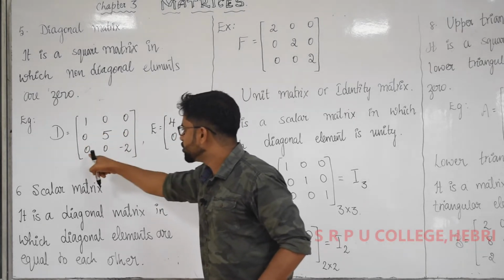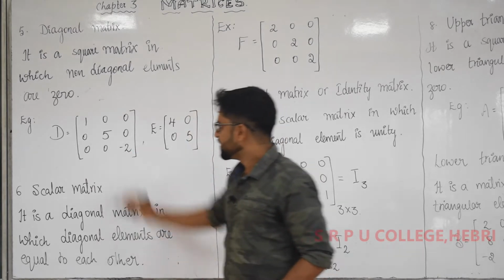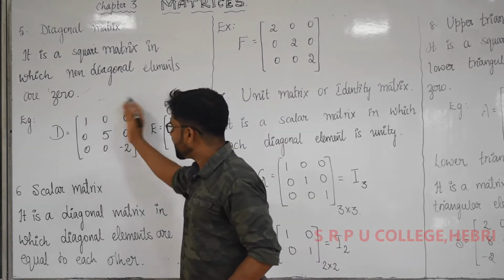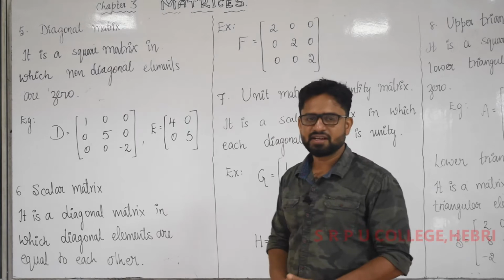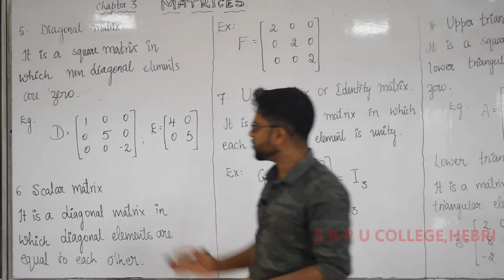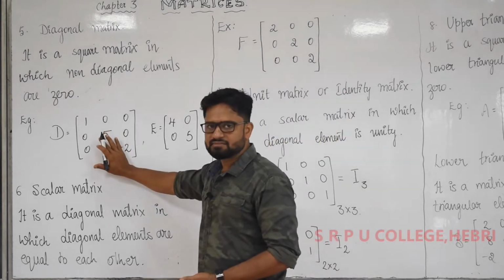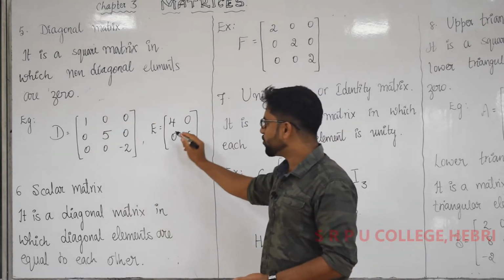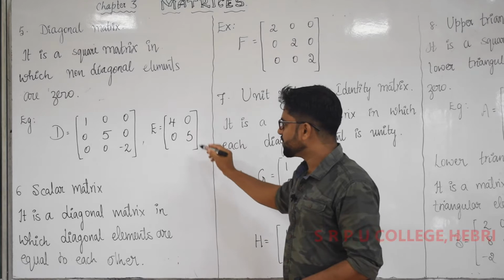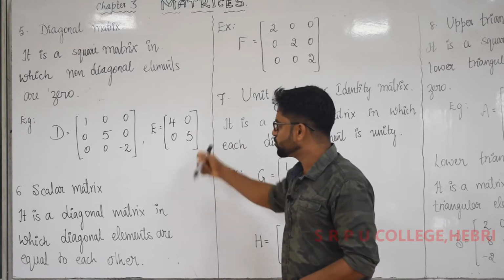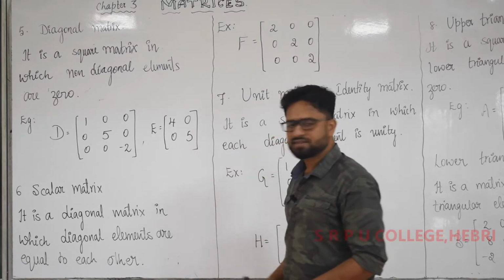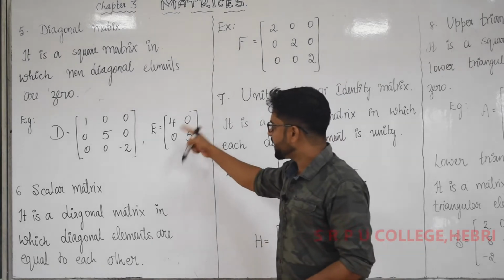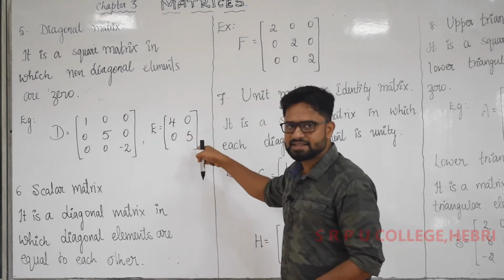5, 0, 0, 0, minus 2. This is the diagonal entries, all other entries are non-diagonal entries. If all the non-diagonal entries are 0, such matrix is called diagonal matrix. Another example, E is equal to 4, 0, 0, 5, and order of this matrix is 2 cross 2, and this is square matrix. Because non-diagonal entries are 0, this matrix is diagonal matrix.